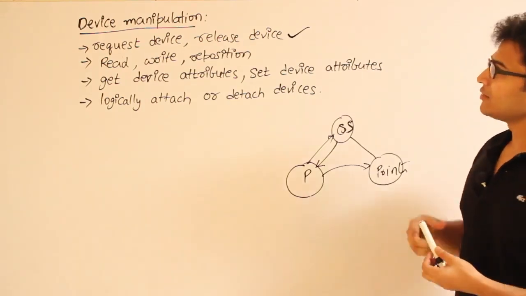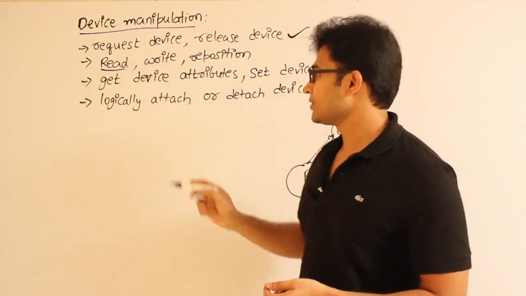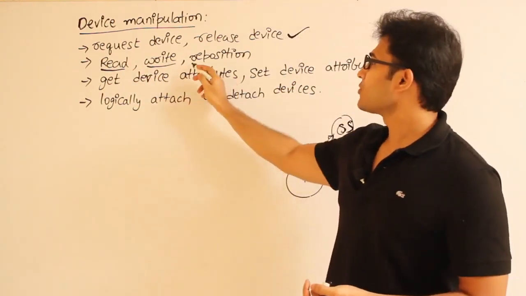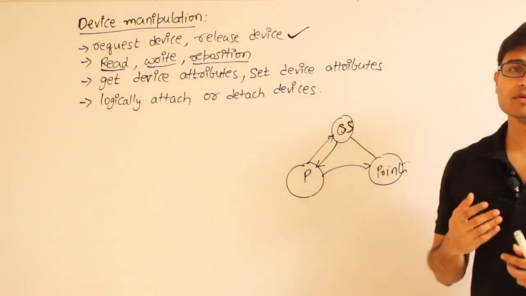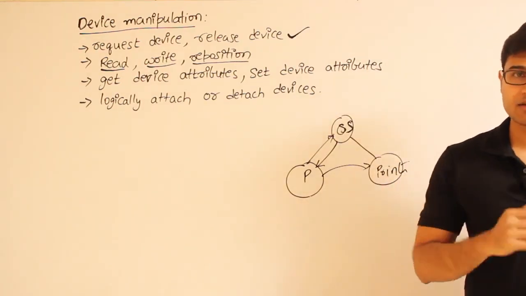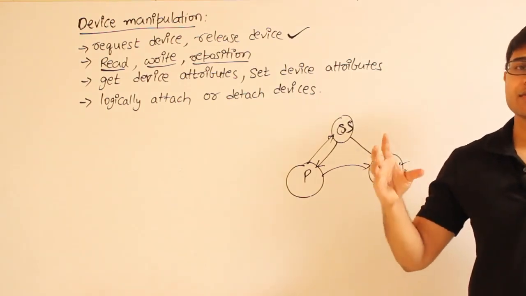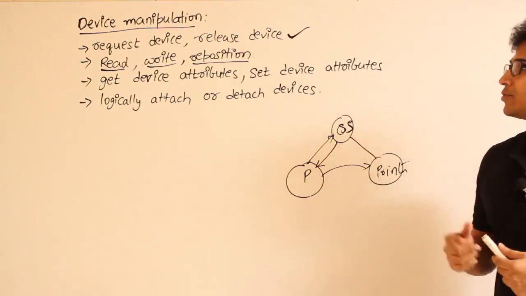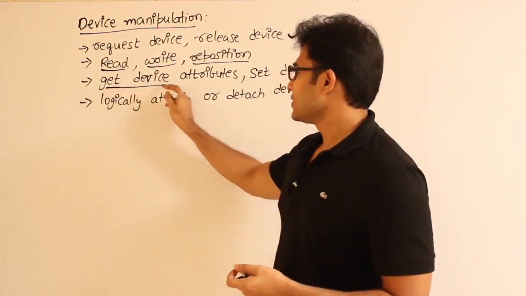After you get the device, you might want to read, sometimes in the case of a scanner, or you might want to write in the case of a printer, or you might want to reposition. In the case of a hard disk, reposition is nothing but seeking. I told you, right? Instead of doing a sequential read from a hard disk, you can jump from one location to another location. That is called repositioning.